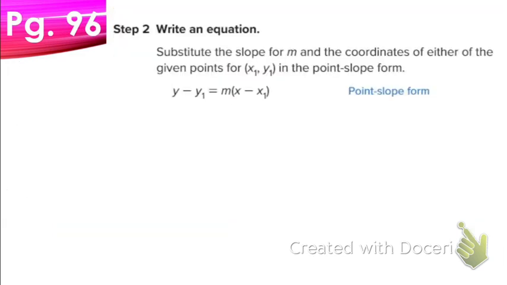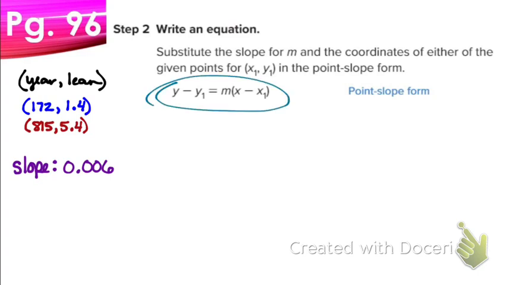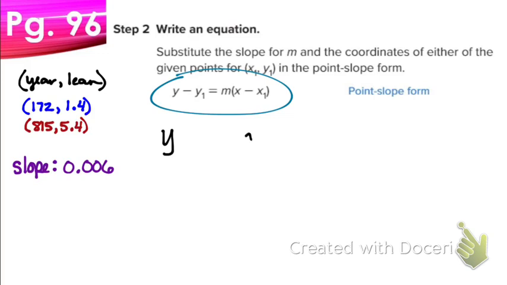All right, I want to write this in point slope form. We're going to write two different correct answers here. What did we find our slope to be again? What was the slope? 0.006. From this form right here, no matter which point I'm using, what's going to stay the same? Y, X. What'd you say? The negative signs, the minus signs are going to stay the same. And the equal sign.